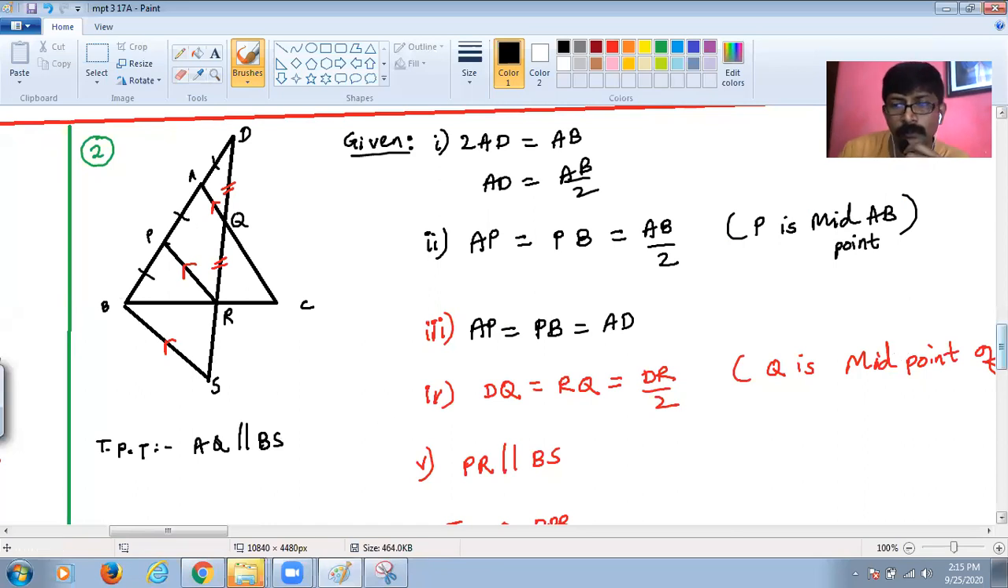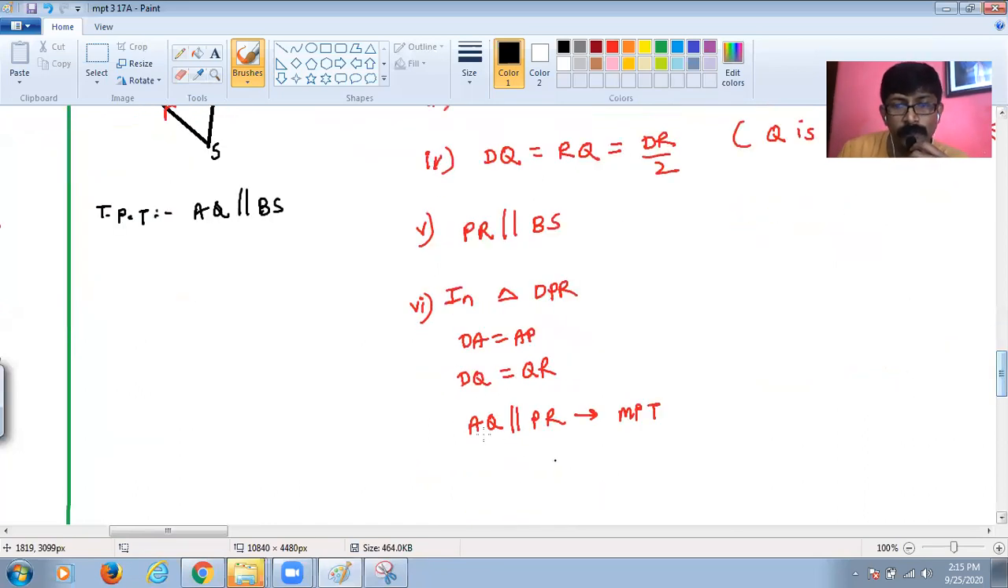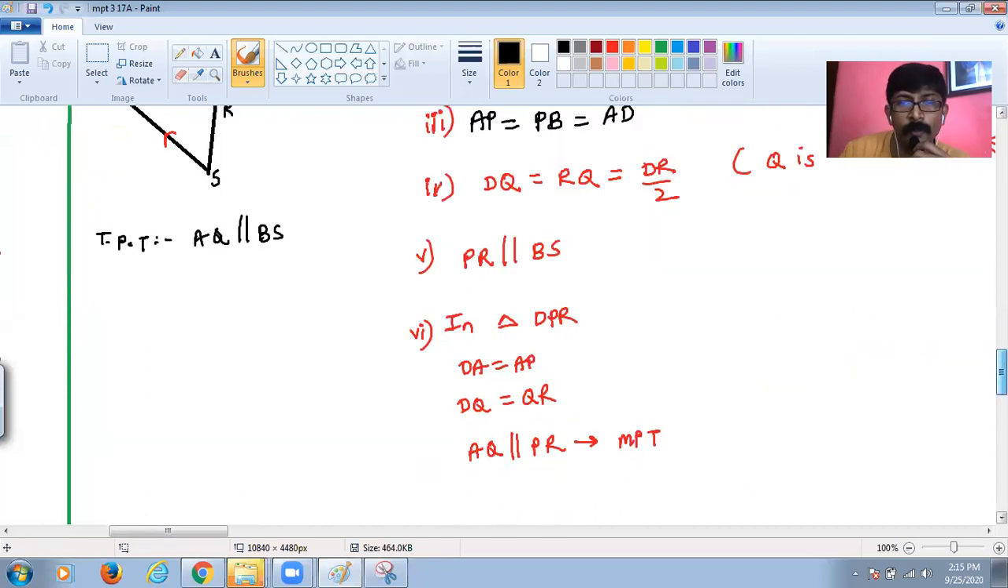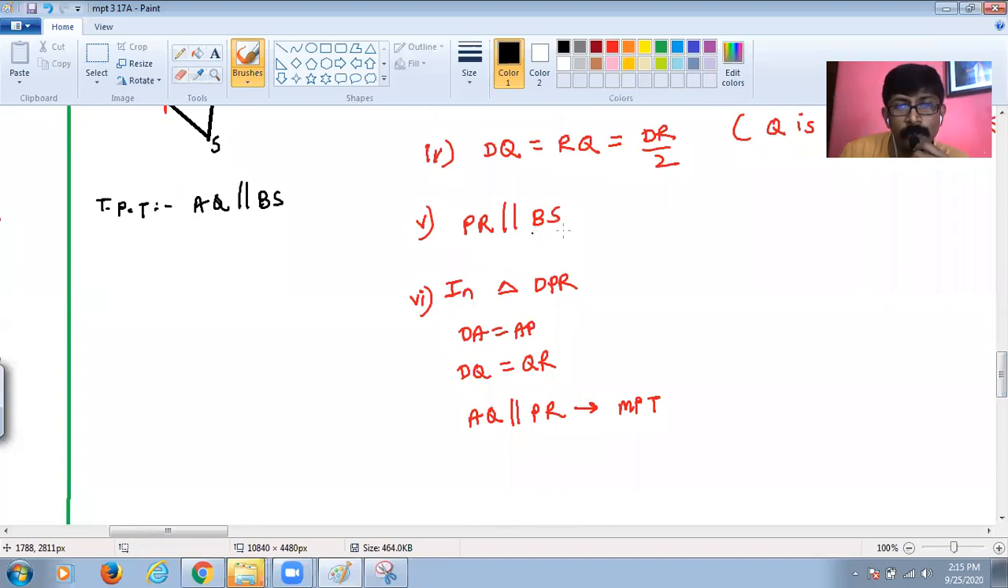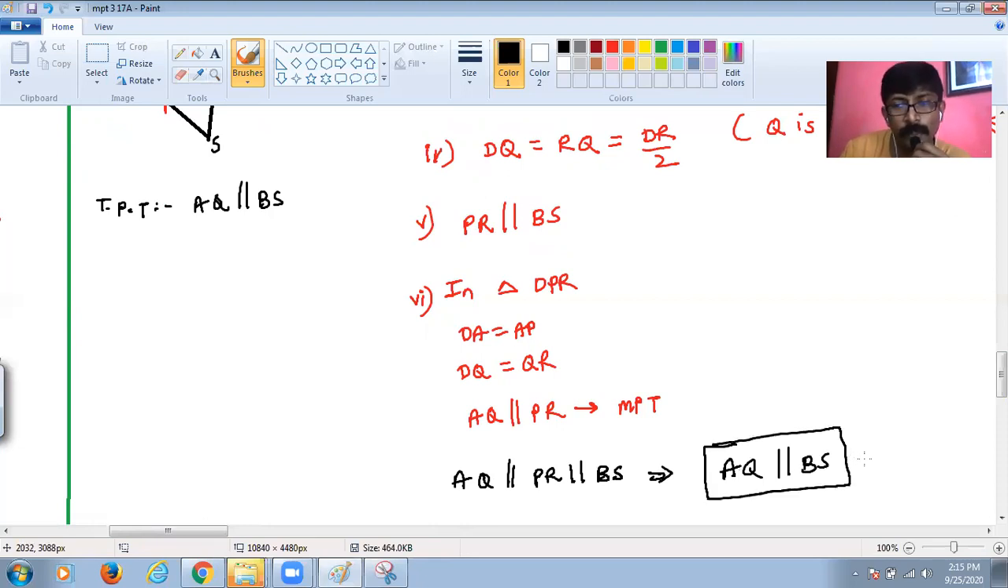So look at this, guys. It's very simple. Because AQ is parallel to PR and it's already given PR is parallel to BS, from 5 and 6 we can say that AQ is parallel to PR and PR is parallel to BS, which implies AQ is parallel to BS. This is what we had to prove first.